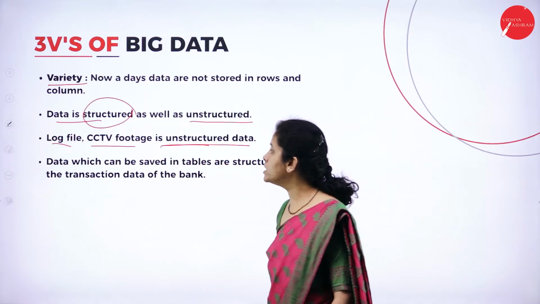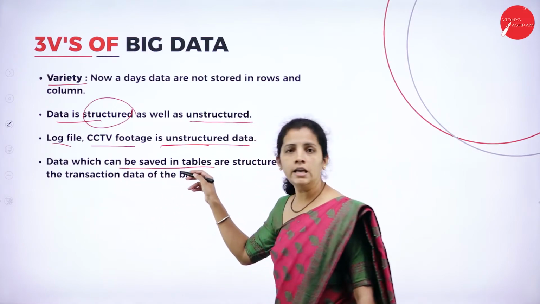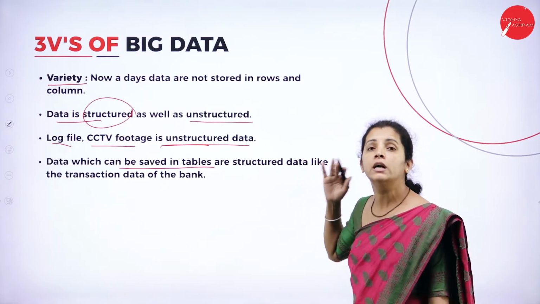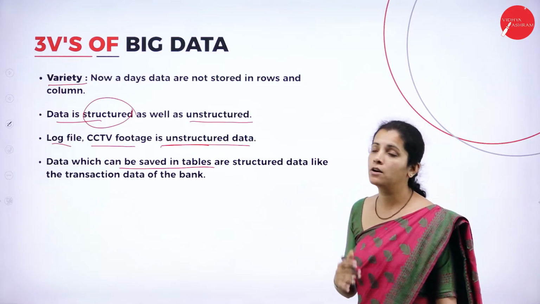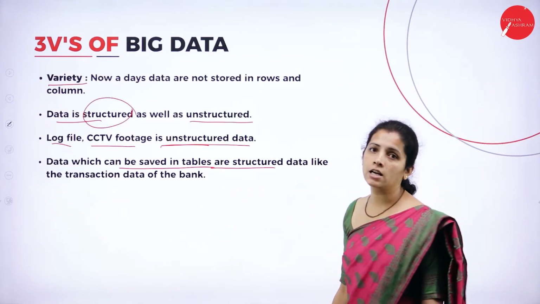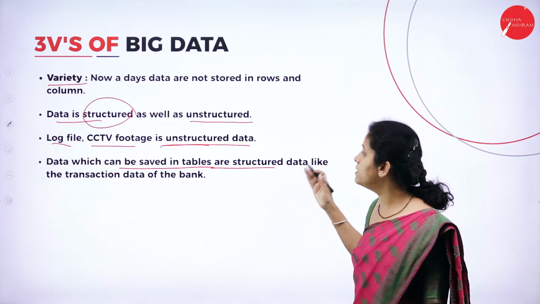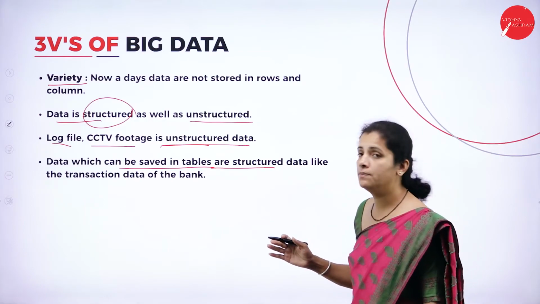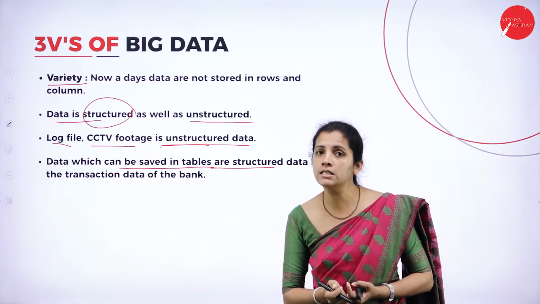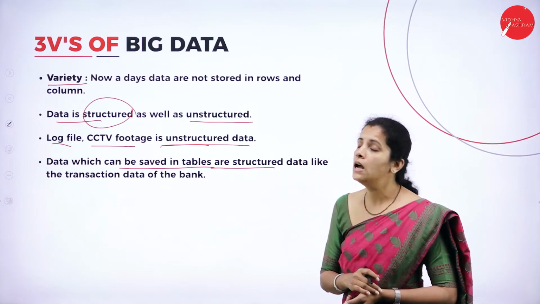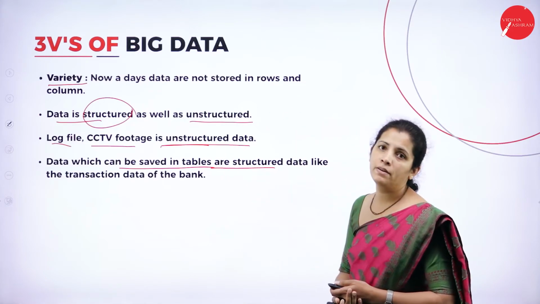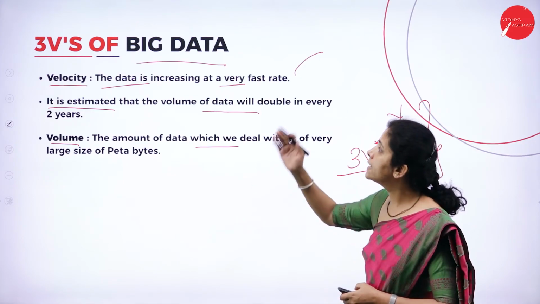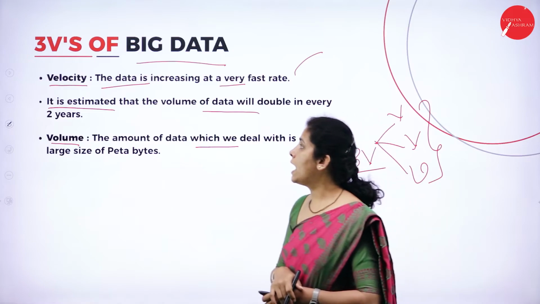So these are the two best examples for unstructured data. The data which can be saved in a table, that is, rows and columns, is known as structured data. And the best example for structured data is all the bank transaction details. All the bank transaction details are stored in the form of tables, and this is the best example for structured data.